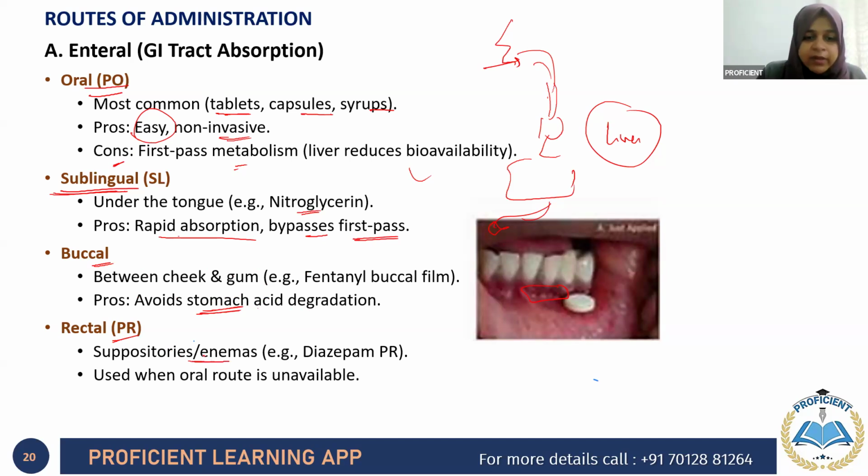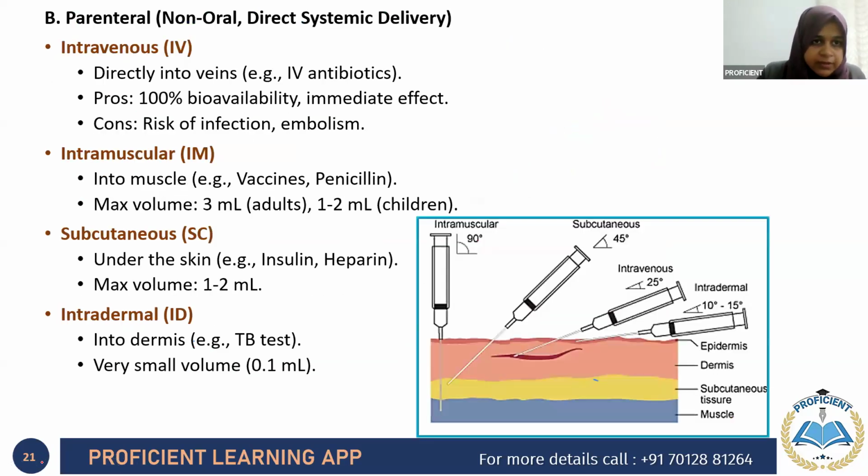Suppositories, enemas, and all are given rectally. It is given when the patient is unconscious, or has vomiting and all. The rectal route is preferred then. Then you have parenteral routes: IV, intravenous, intramuscular, subcutaneous, and intrathecal.